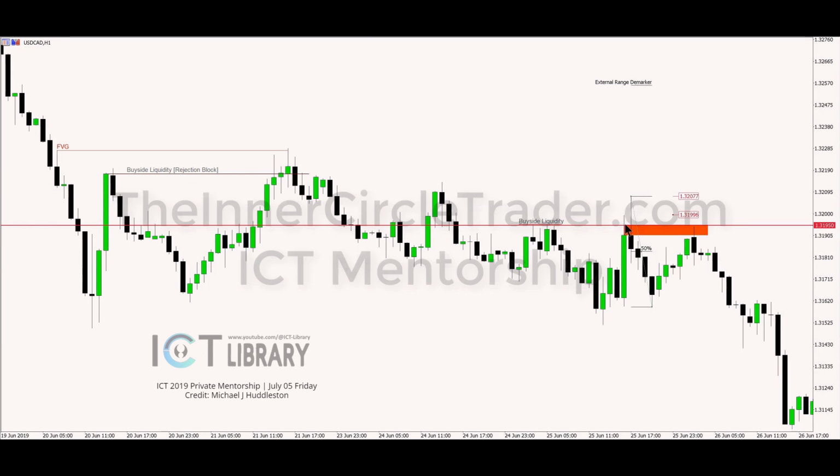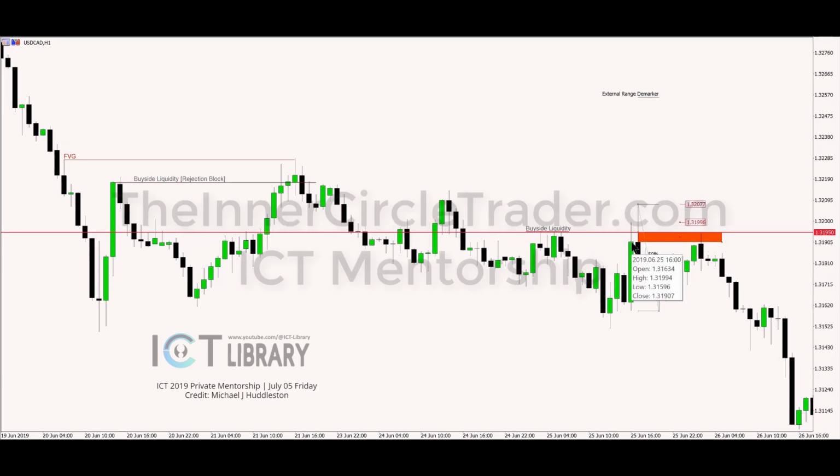So we have the previous day on the 25th creating a sell scenario, and then we have that 31.95 level relative to the external range demarker on the daily chart, transferring that to 31.95. So that's our highest price point to the rejection block. There's your range. In between those 2 price points, the close is 31.90, so less than 5 pips.